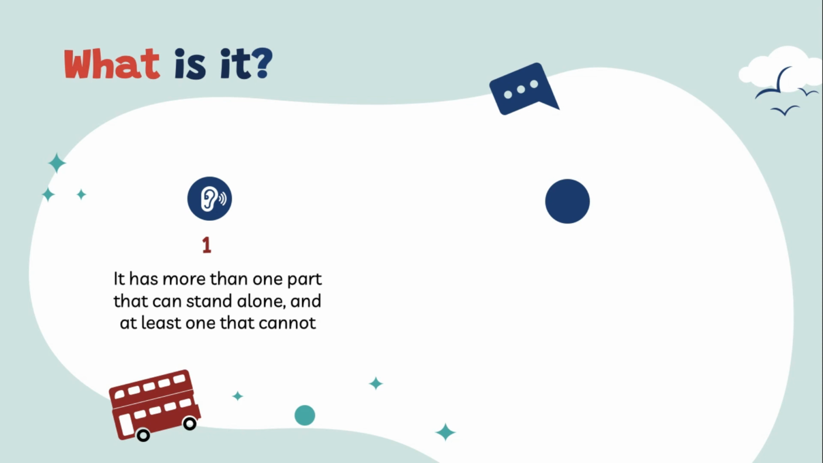The first one, a compound complex sentence has more than one part that can stand alone and at least one that cannot. It means we can create a sentence that consists of at least one part that can stand alone, or independent clause, and at least one that cannot stand alone. It means at least one dependent clause. Alright, the second one is it uses conjunctions to link different parts of the sentence.